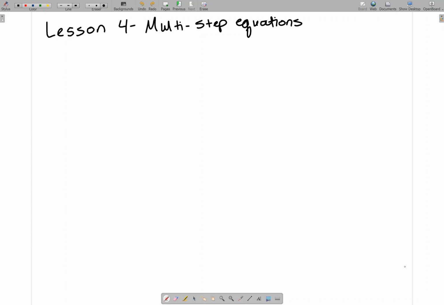Okay, so we get to start with the infinite desktop again. Let's take a look here. If I jump back over to my notes, today we're going to look at lesson 4, which is multi-step equations.